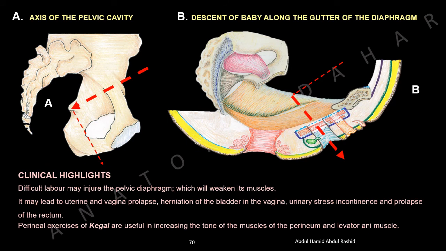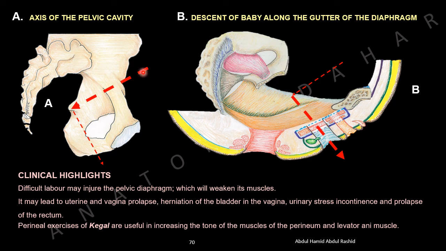We have two diagrams here. The first one is the axis of the pelvic cavity. Let's see this diagram first. This is the pelvic cavity, the true pelvis, which is also known as pelvis minor. We have already shown this one earlier. We have the inlet and we have the outlet. In between is the cavity.